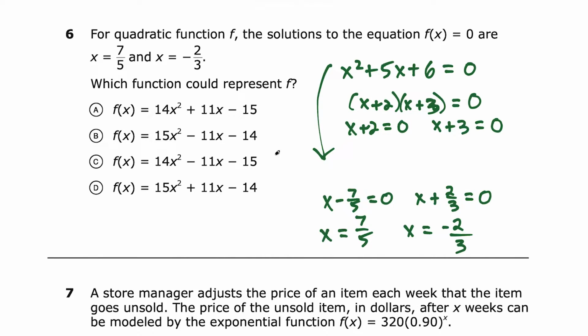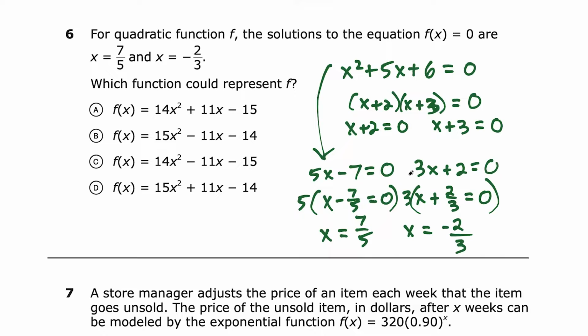But notice that in this answer choice, we have all whole numbers. So basically what would happen here is I would multiply this first equation by 5, and I would multiply this second equation by 3. And this would give us, in the line above, 5x minus 7 is equal to 0. And this would give me 3x plus 2 is equal to 0.